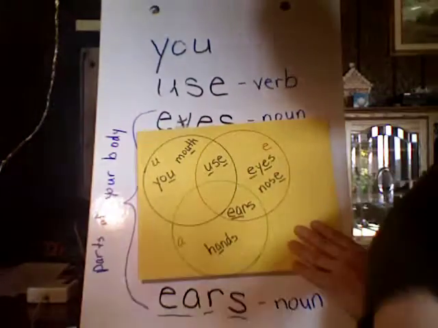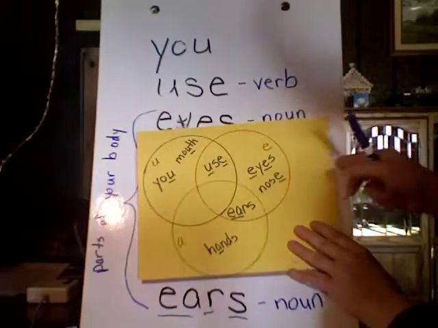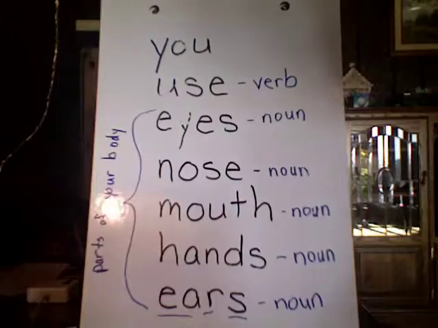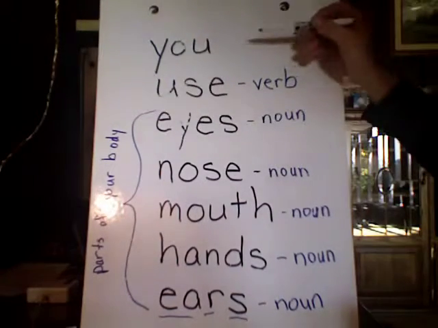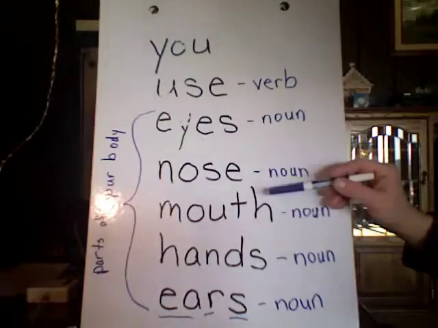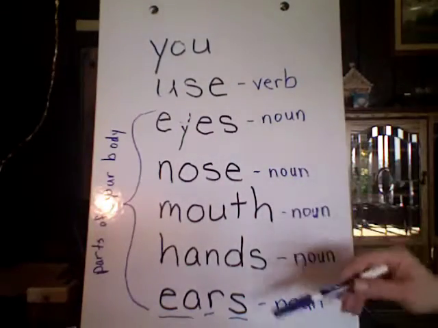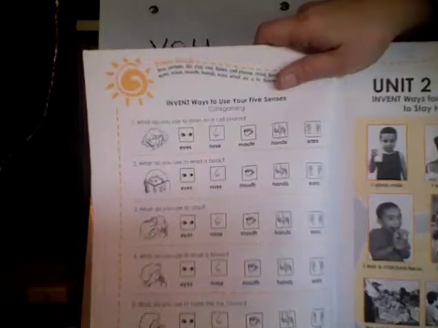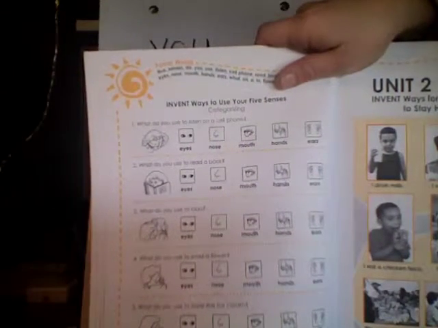So boys and girls, you've analyzed these words. So now we're going to do a paper where we're going to talk about how you use your eyes, nose, mouth, hands, and ears. So your teacher will give you a page that looks like this, and you can talk about what you use each of these things for.